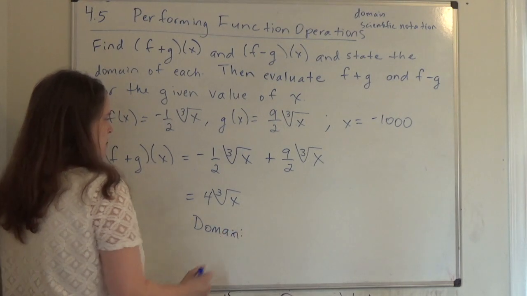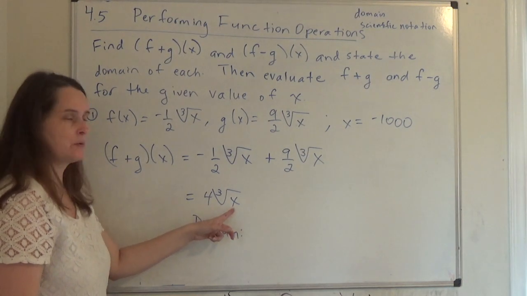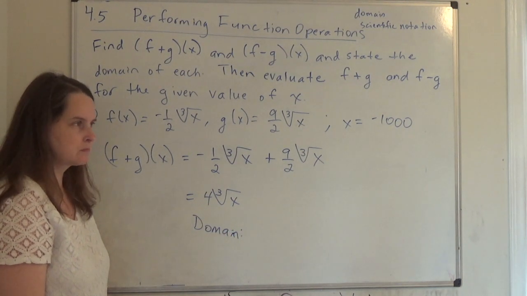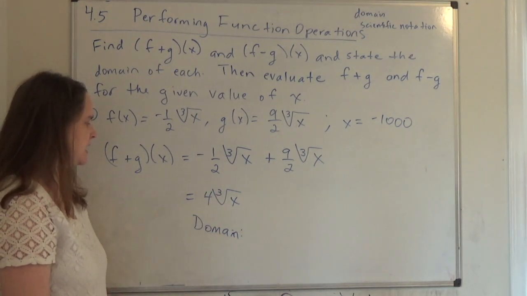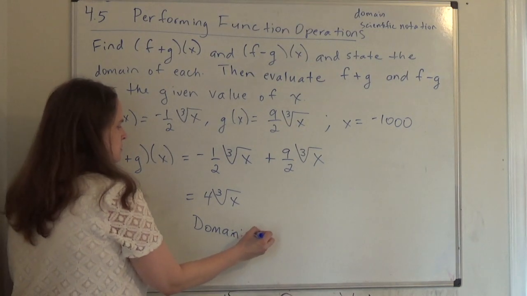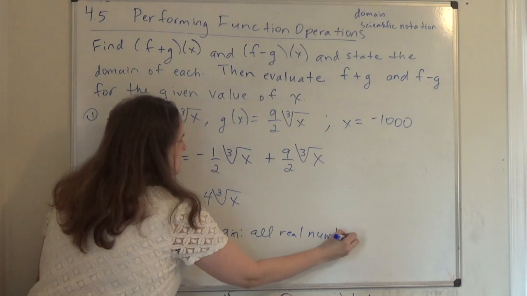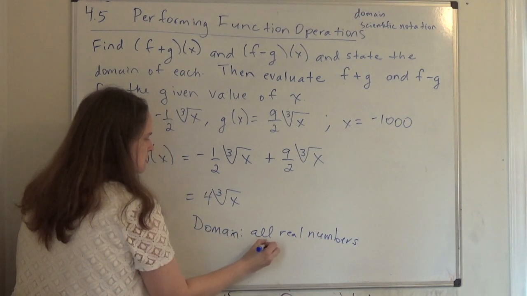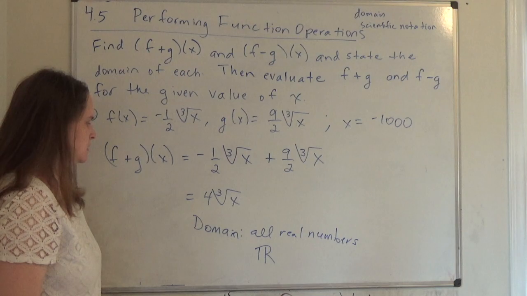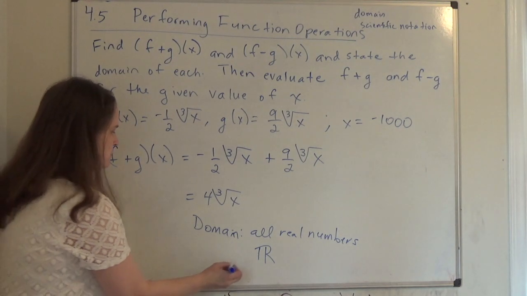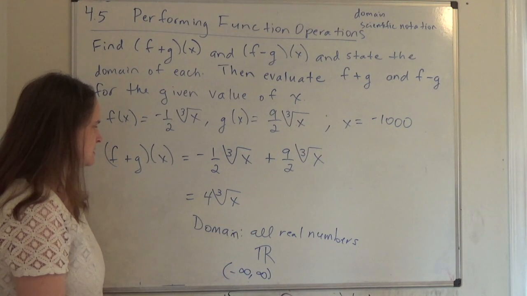Okay, so think about what you know about radicals with an odd index. Is it okay to have negatives inside a cube root? Yes, it's fine. So you don't have any restrictions on x when you have an odd index. So your domain is all real numbers. Instead of writing out all real numbers, you can use this symbol, R, or you can do interval notation: parentheses, negative infinity to positive infinity. So any of these are acceptable.